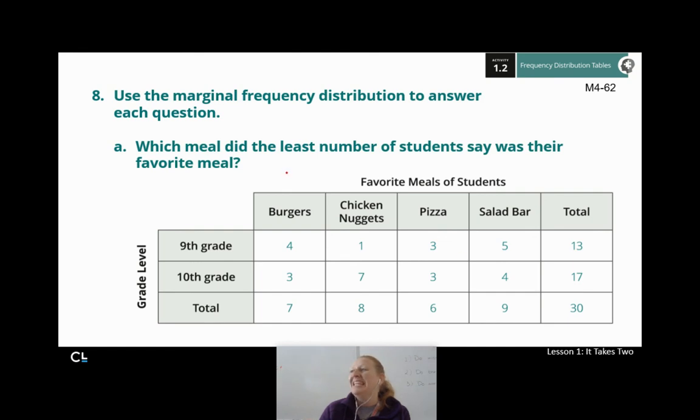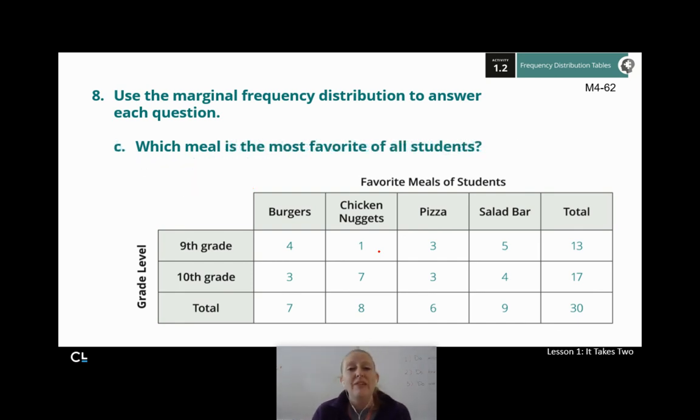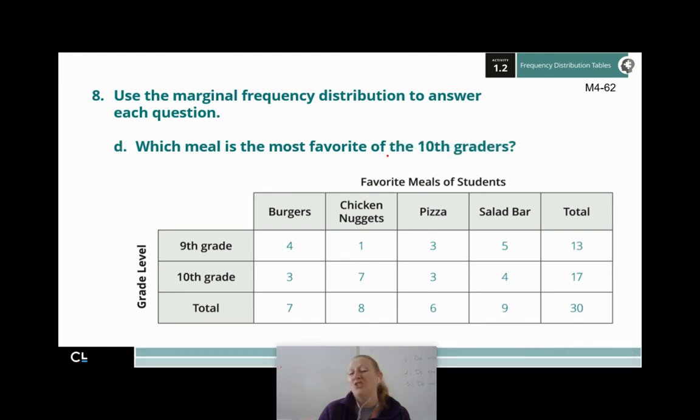And which meal did the least number of students say was their favorite? Well, I'm looking at these totals, and it looks like the pizza was the least favorite. Which meal did the least number of ninth graders say was their favorite? Wow, chicken nuggets, right? And those ninth graders, if I'm looking at my ninth grade row, they were not digging the chicken nuggets. Which meal is the most favorite of all the students? Well, we look down here at our totals. Looks like the favorite meal was the salad bar. Which meal was the most favorite of just the 10th graders? Well, here's your 10th grade line. Ooh, chicken nuggets. They do dig their chicken nuggets.